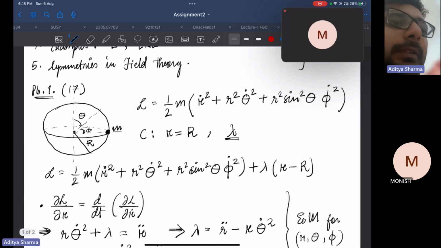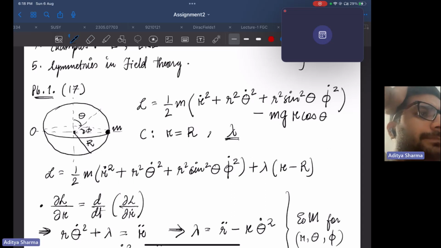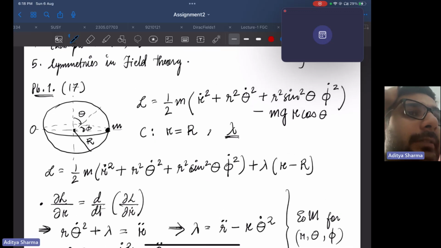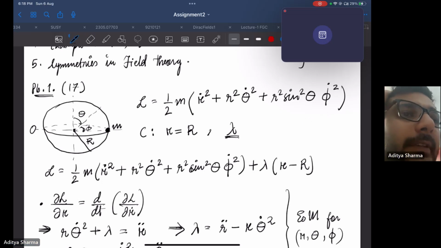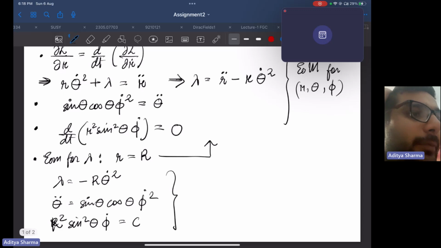Oh, I'm sorry, there's a potential term too. This is minus mg r, so this is a zero in the potential, mg r cos theta. So okay, this is not exactly problem 17. We have not incorporated this term here. There's no gravity, so this is just a three particle problem, but this is how to do the problem.